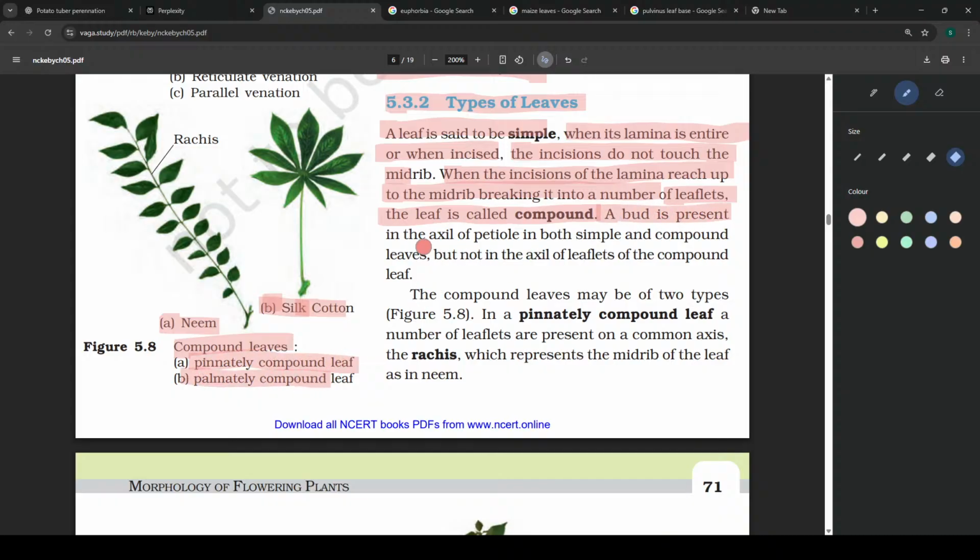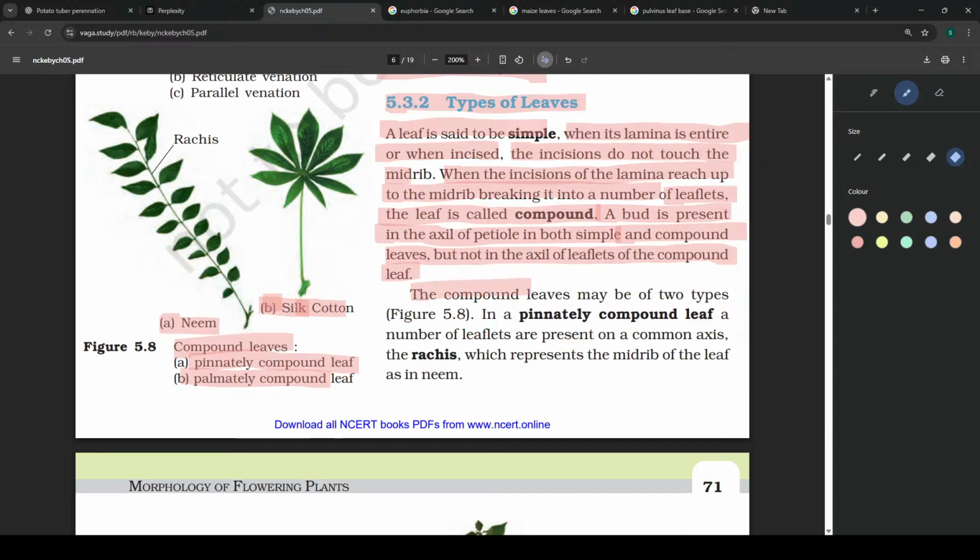A bud is present in the axil of the petiole in both simple and compound leaves, but not in the axil of the leaflets of the compound leaf. A bud will be there at the axil of the leaf, not the leaflets. A single leaf will divide into many leaflets. So a single leaf will have a single petiole. A number of leaflets will not have a number of buds, but only a single bud.